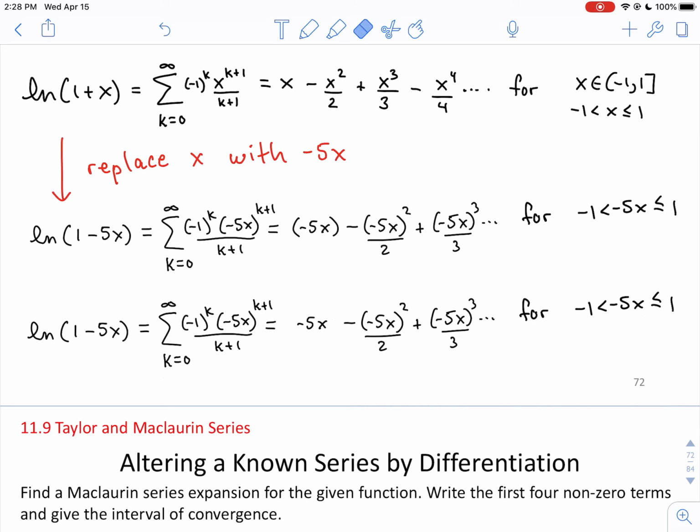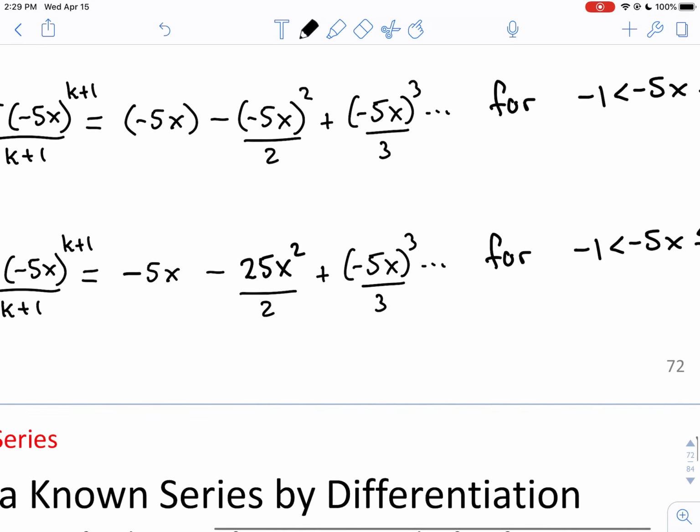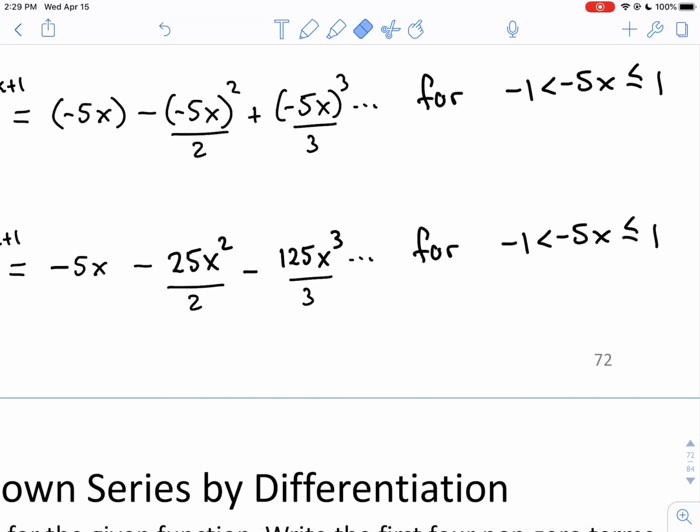These parentheses aren't needed. When I square negative 5x, square the negative 5, you get 25, and square the x, you get x squared. And so the negative in the front will remain, and this will be 25x squared. When I cube negative 5, it goes to negative 125. I can just make this subtraction. And then the last thing I want to do is actually solve this inequality for x again to find my new interval. Divide everything by negative 5. And because you're multiplying or dividing by a negative number, you need to switch the direction of the inequalities. So we're going to get a positive 1/5 over on this side.